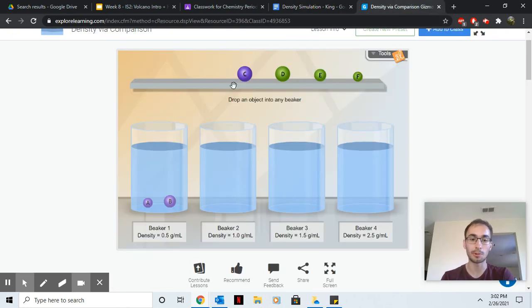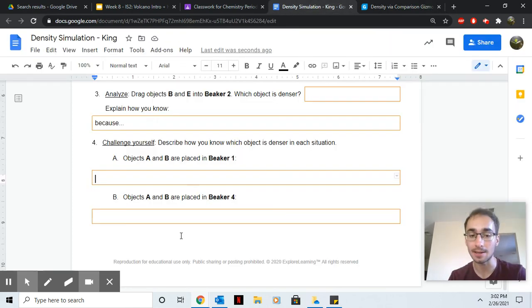Next one, put them both in beaker 4. So I'm going to put A in beaker 4. Boom. And put B in beaker 4. Okay, now how can I tell which one is more dense? Is it A or is it B? And how did you figure it out? That was the last one.